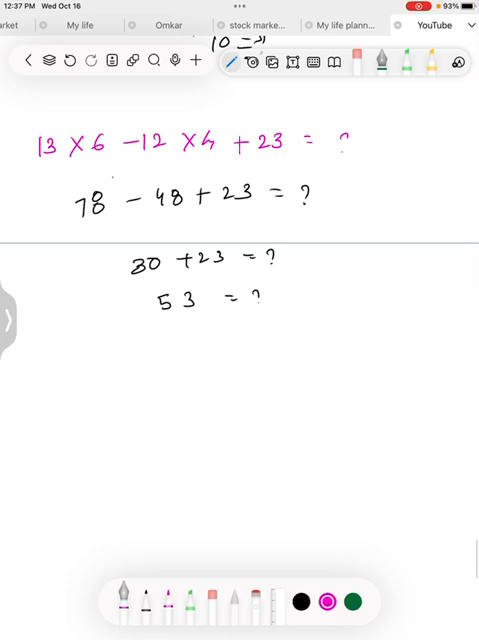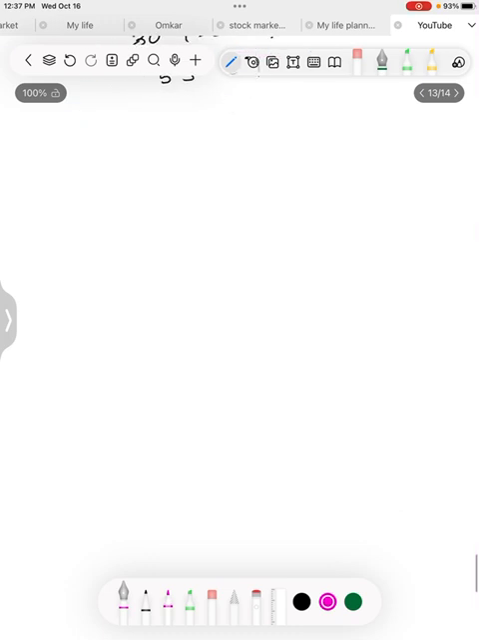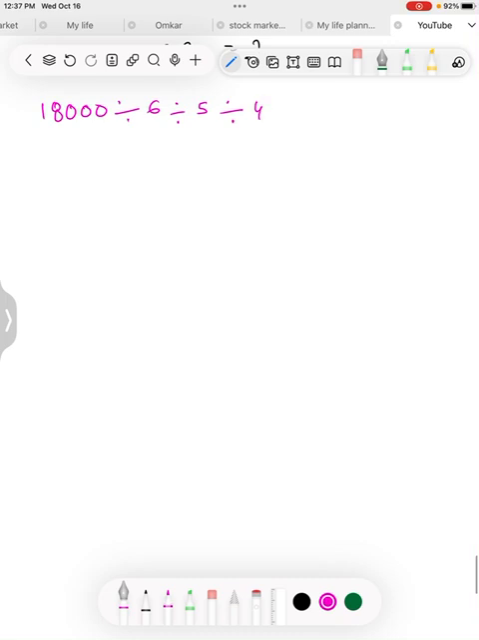So here we have 18,000 divided by 6 divided by 5 divided by 4 divided by 3 divided by 2. Okay, so here you can simply do it in this way. Just divide it, you'll get 3000, right?